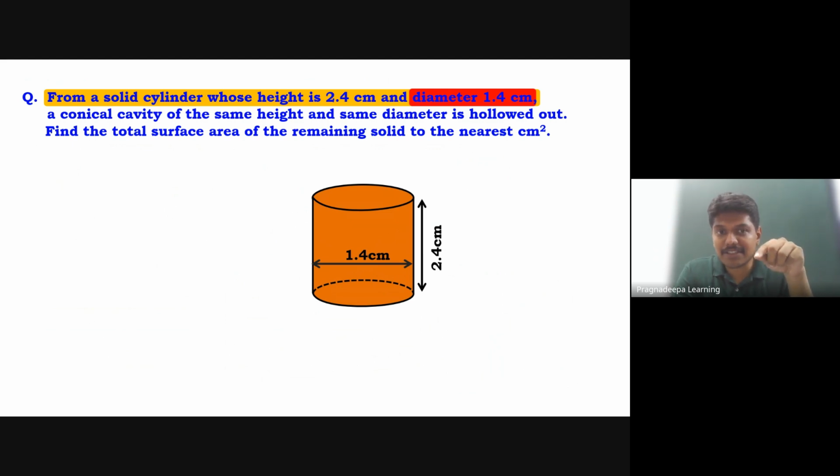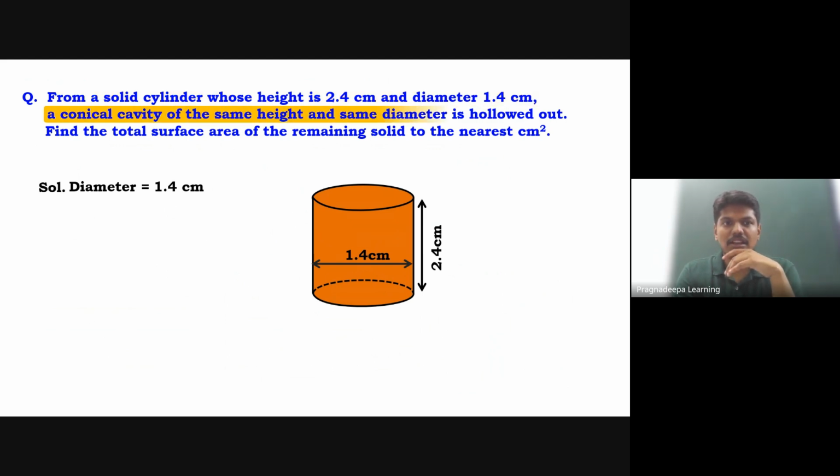A conical cavity of the same height is hollowed out means it is removed from the cylinder. Okay, and the height of that cone is 2.4 and the diameter of that cone is 1.4. See, this is what they have done. But before that, they have given that the diameter is 1.4. Let us list it out. Now you have to dig a cone, like this.